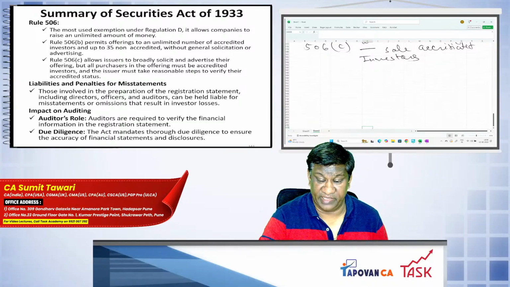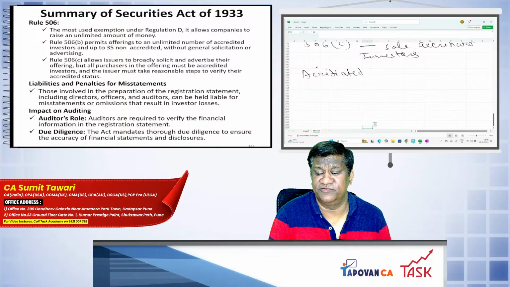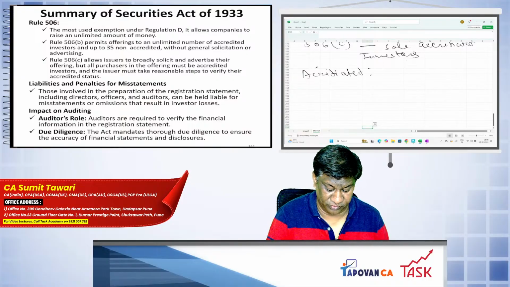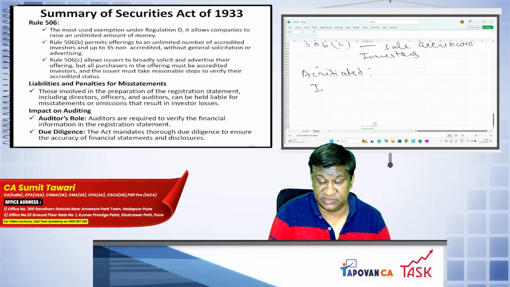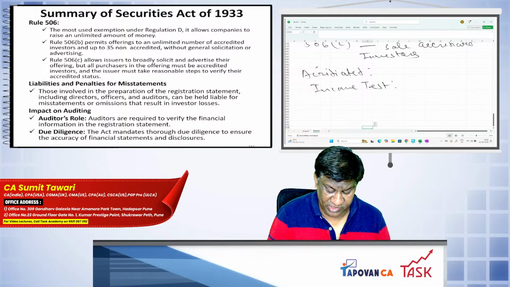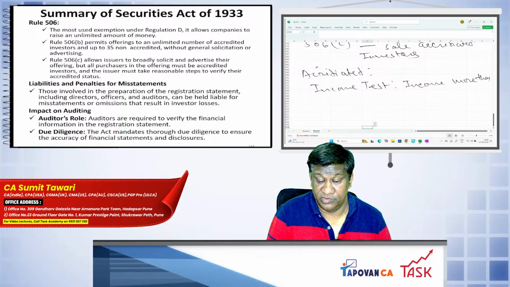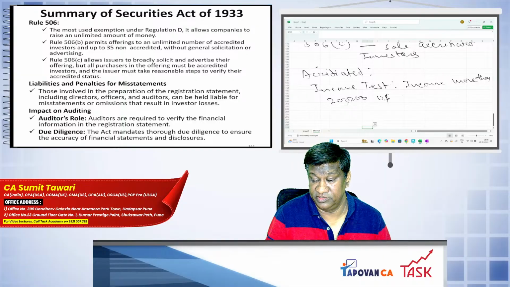Okay. So accredited, I will tell you. First, just keep in mind, accredited investors means those who are financially sound. So there is an income test. You will get this information somewhere. Maybe it is not given here. So where income is more than 200,000 US dollars in a year.